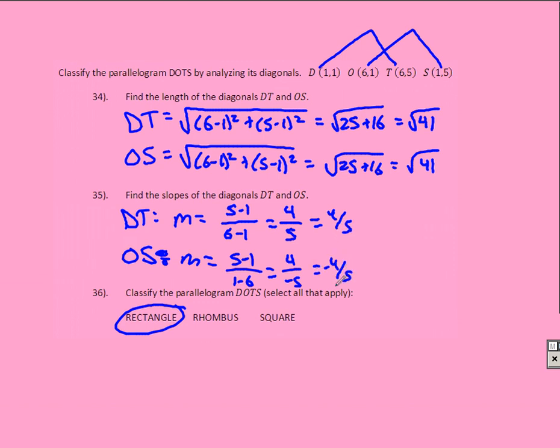They are opposite signs, but they are not reciprocals. So it is not a rhombus, which means it is not a square either. There you have it. Best of luck. You should be in good shape.